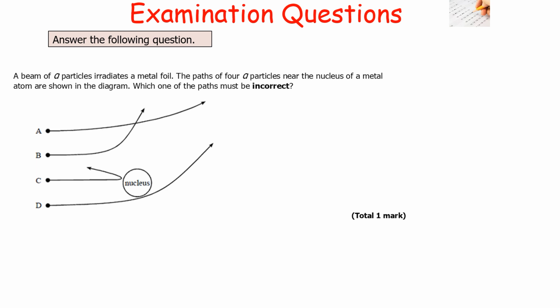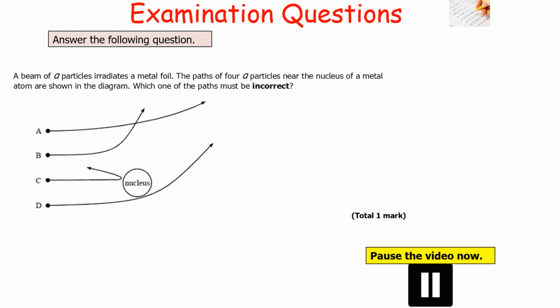The next question says, a beam of alpha particles irradiates a metal foil. The path of 4 alpha particles near the nucleus of a metal atom are shown in the diagram. Which of the following paths must be incorrect? So pause the video now, then unpause the video when you want to go through your answer.